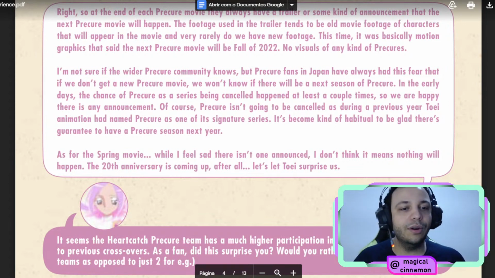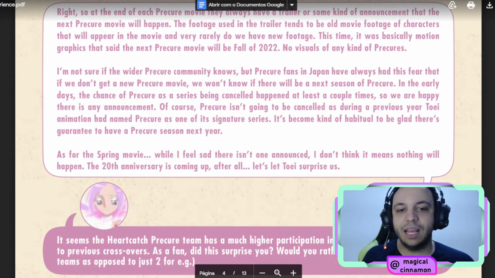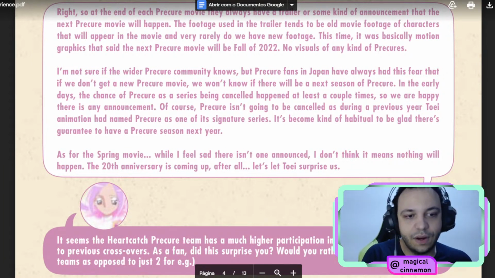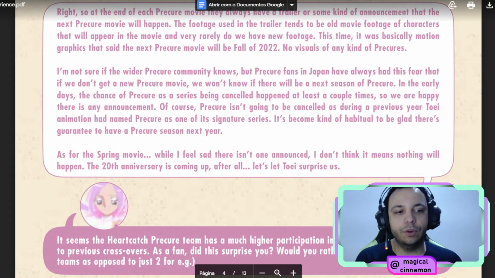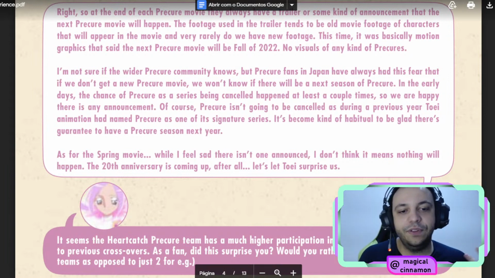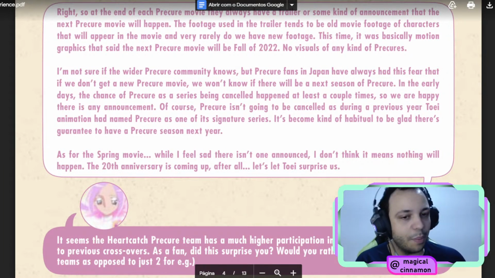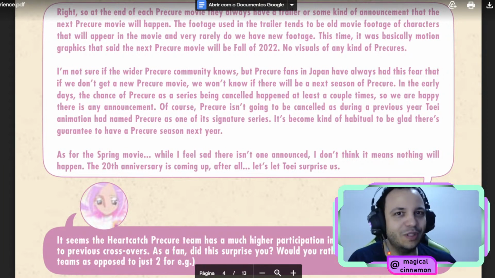Of course, Precure isn't going to be cancelled, as during a previous year, Toy Animation had named Precure as one of its signature series. It's become kind of habitual to be glad there's guaranteed to be a Precure season next year. As for the spring movie, while I feel sad there isn't one announced, I don't think it means nothing will happen. The 20th anniversary is coming up after all. Let's let Toy surprise us.